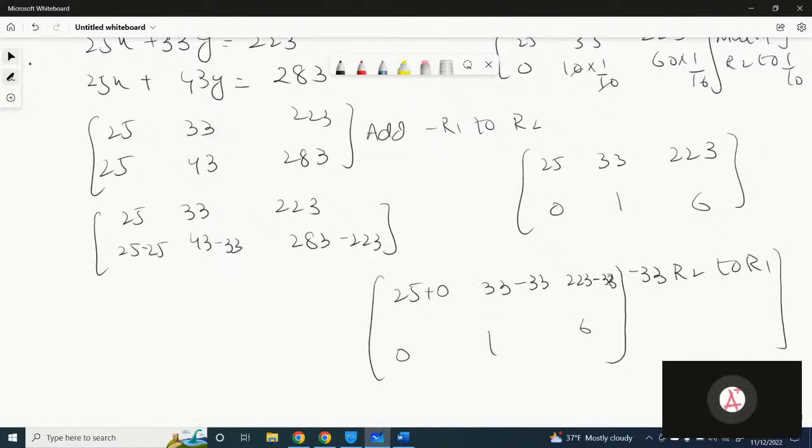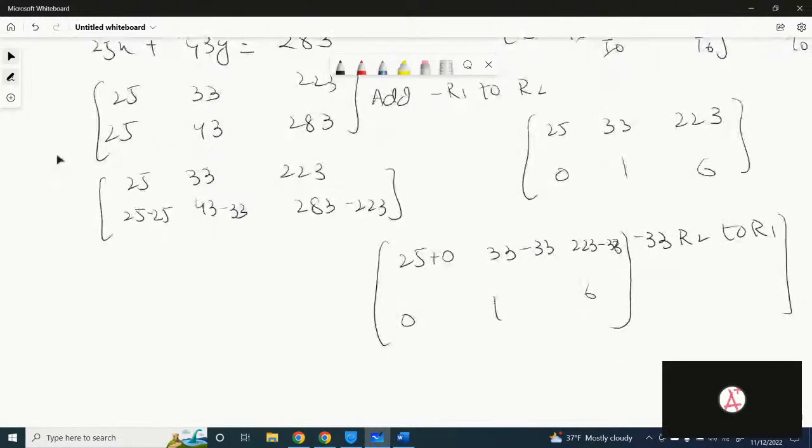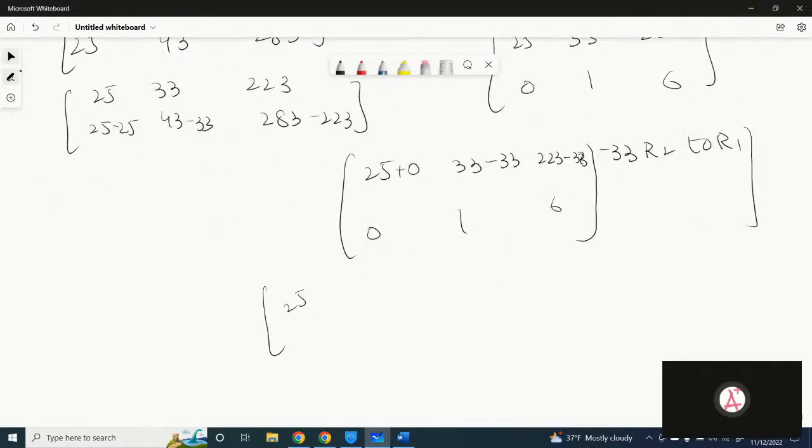You have to add 0, 1, and 6. So it would be 25 plus 0 is 25. 33 minus 33 is 0. And 223 minus 33 is... oh no, no, no, you have to multiply it with 6. So 33 times 6 is 198. You have to subtract 198 from here because you have to multiply it by the 6 also. So 223 minus 198 is 25. So here you have 25. Then you have 0, 1, and 6.